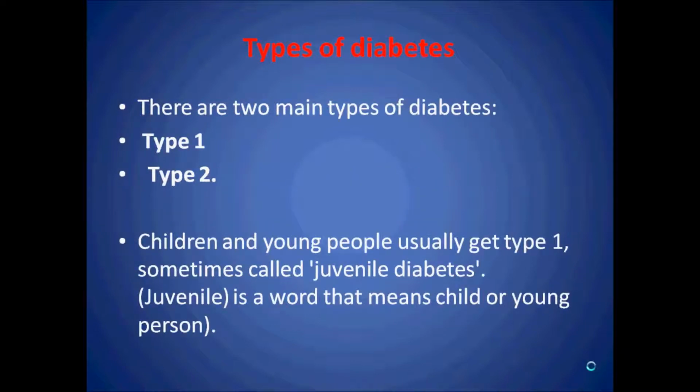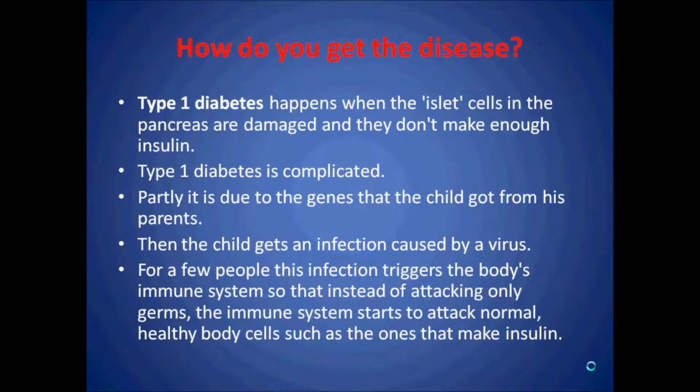Now, figuring out what type of diabetes the person must be suffering from. There are mainly two types of diabetes, type 1 and type 2. Children and young people usually get type 1. Sometimes they also call it juvenile diabetes, which simply refers to a child or a young person. And the other, the older age group, the second class, is considered type 2 diabetes.